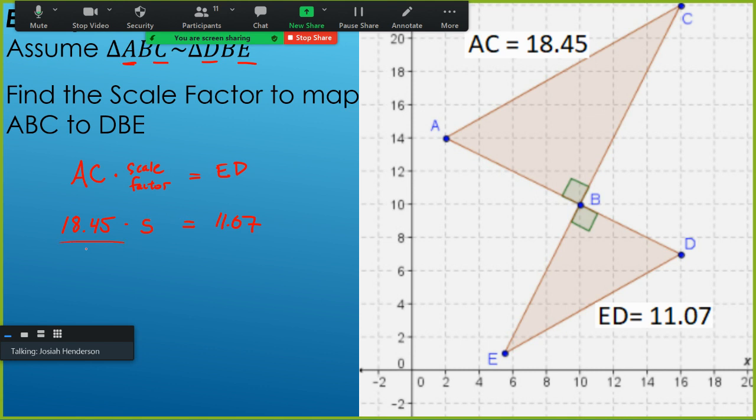Divide both sides by 18.45. Why are we doing that? To get S alone, to solve for scale factor. Okay. So we're dividing the 11.07 by 18.45. Let's see what we get. 0.6. S is 0.6. That's our scale factor. So if we multiply any side on the larger triangle times our scale factor of 0.6, it gives us the smaller triangle.